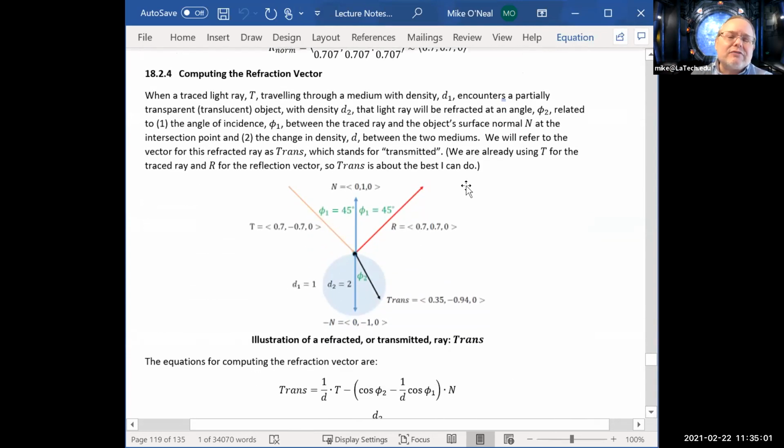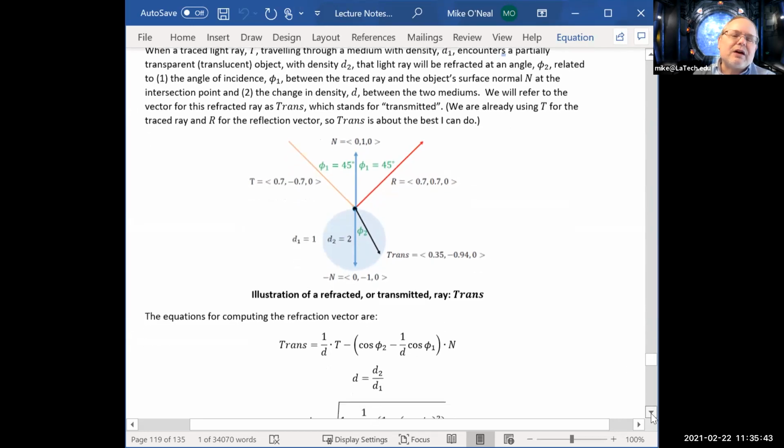The last thing is the refraction vector. And here again, these are real numbers. If you've got the transmitted ray, the reflected ray, a 45-degree angle, a surface normal of 0, 1, 0, a surface normal of 0, minus 1, 0, and if the density of air is 1 and the density of the sphere is 2, it's only twice as dense as the air, so it's more like a soap bubble or something. You'll get a refracted ray like that. And these are the actual numbers.